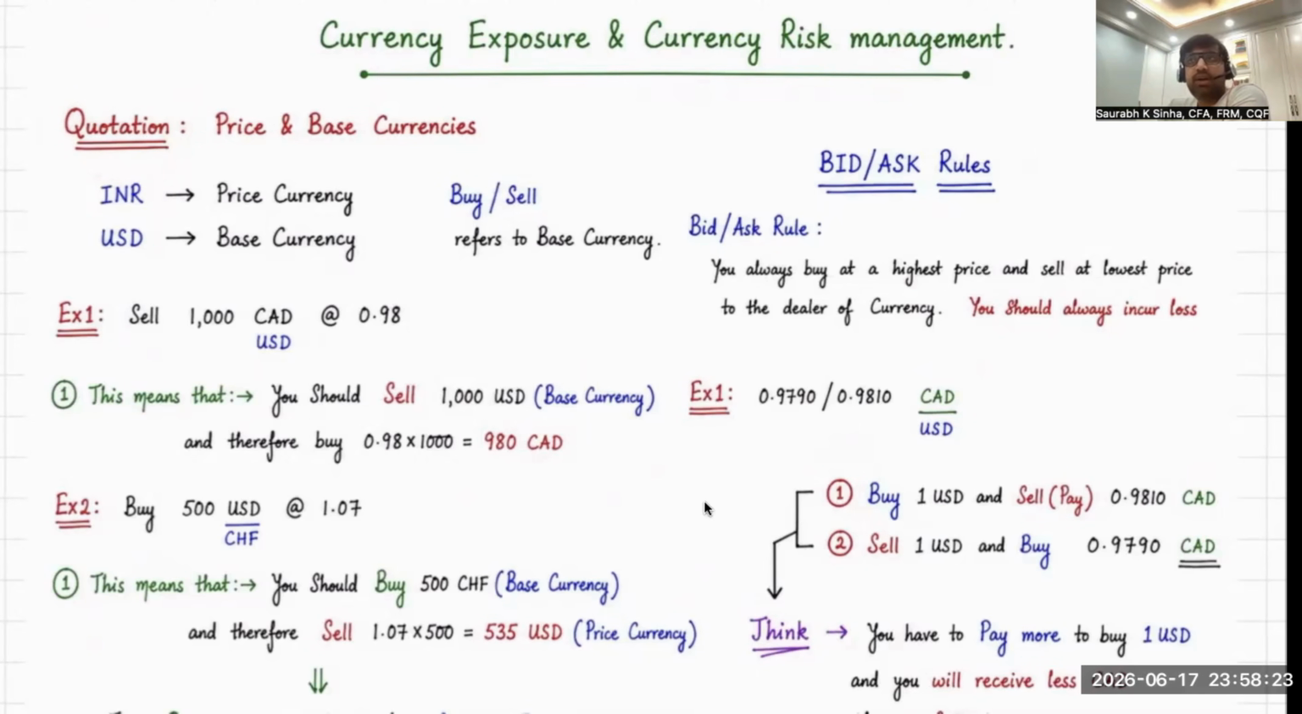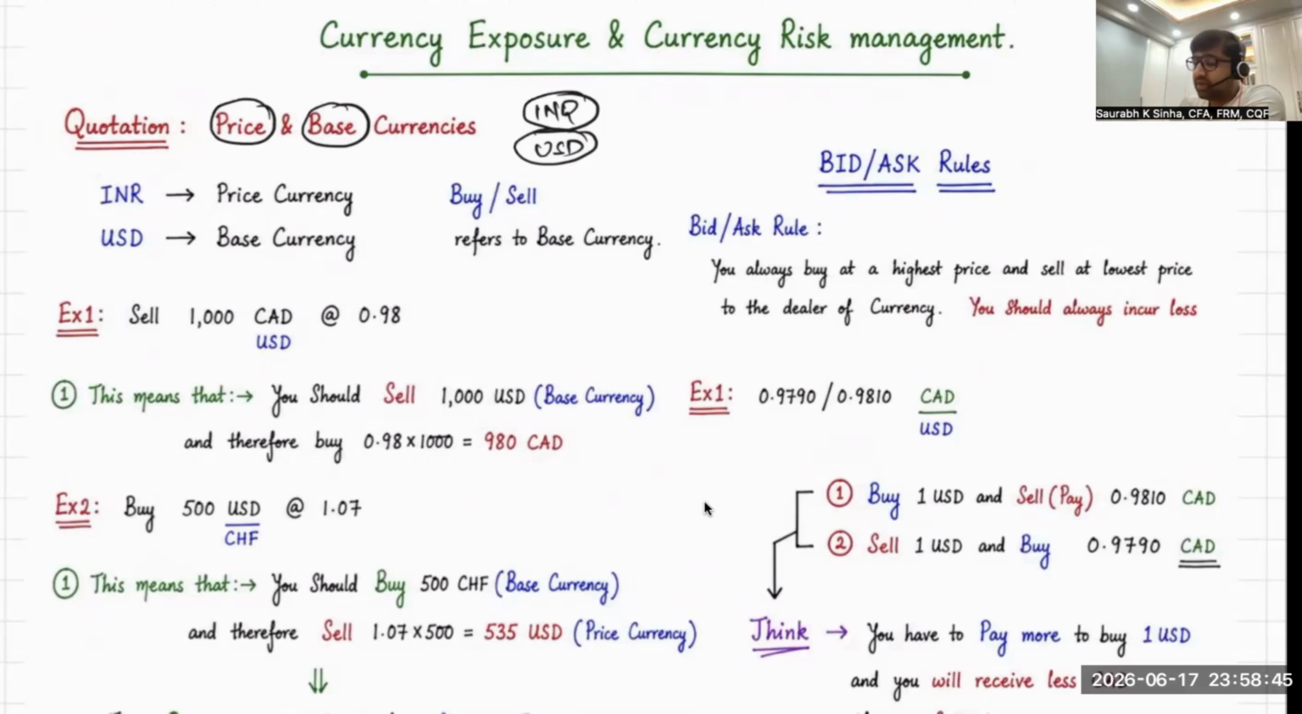We all know that when we talk about currency, we talk about two currencies. If I say INR, USD, there are two currencies. The currency which is in the denominator is called the base currency, and the currency which is in the numerator is called the price currency. Always. For example, you have AUD INR. It means INR is the base currency and AUD is the price currency. And whatever the quotation is, if you're writing buy or sell, you're always talking about buy or sell of the base currency, not the price currency.